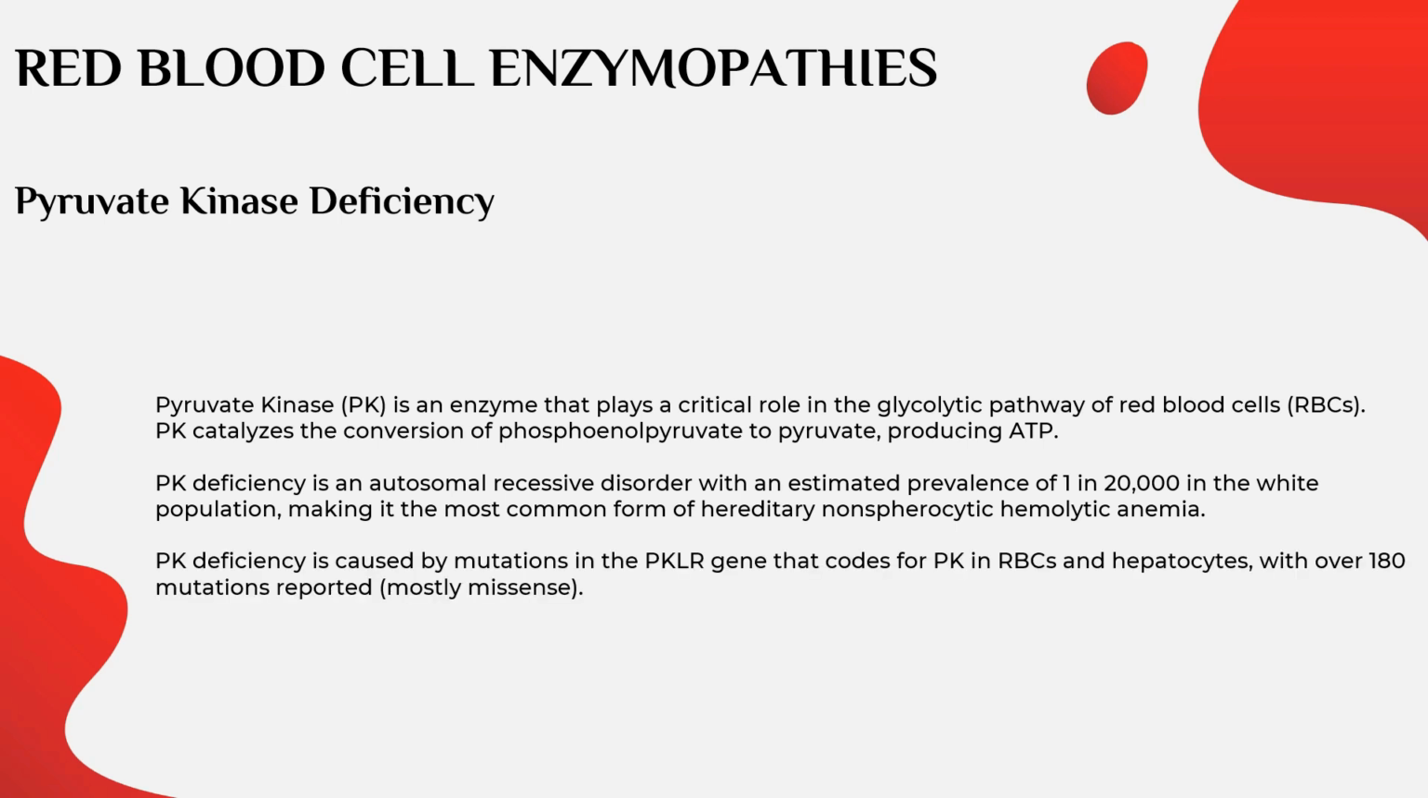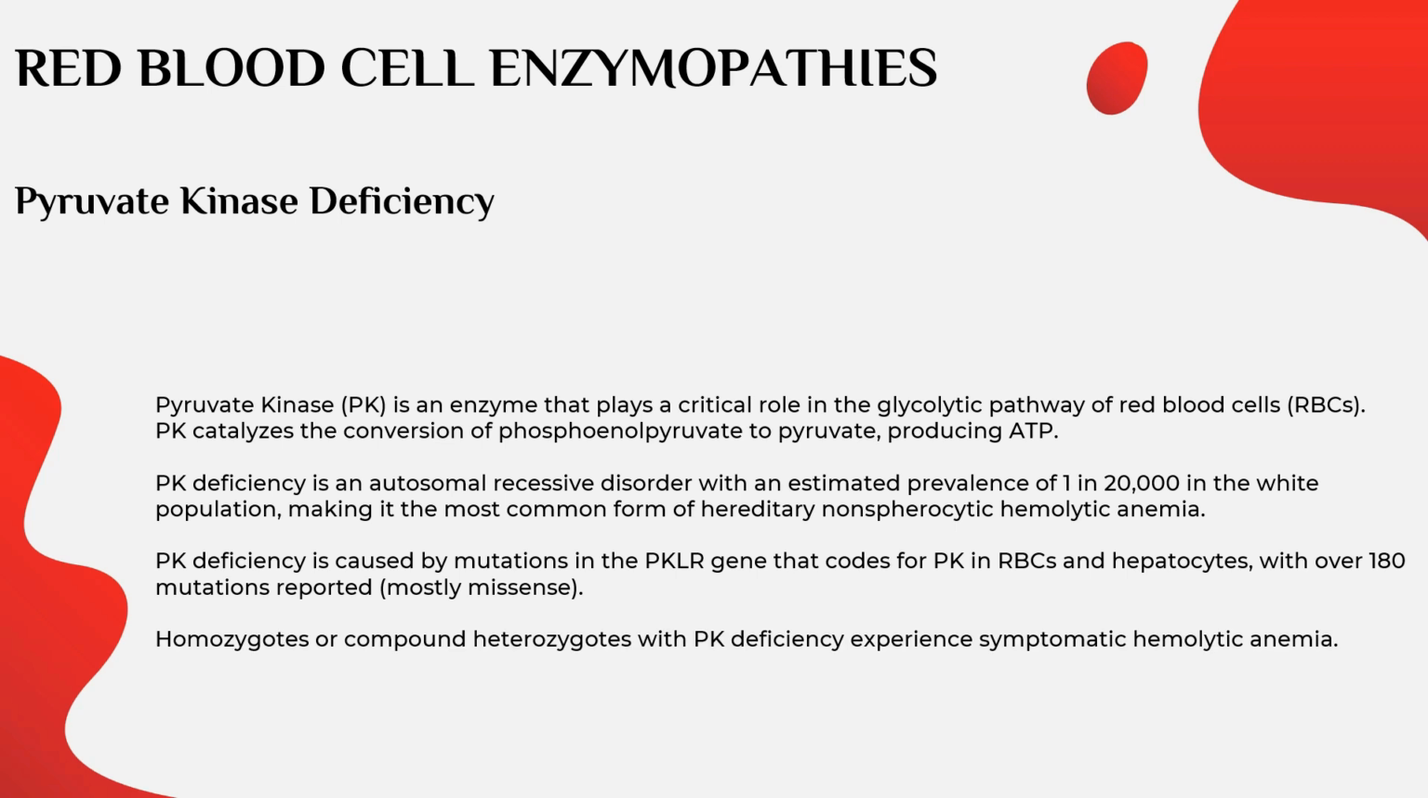PK deficiency is caused by mutations in the PKLR gene that codes for PK in RBCs and hepatocytes, with over 180 mutations reported, mostly missense. Homozygotes or compound heterozygotes with PK deficiency experience symptomatic hemolytic anemia. Some PKLR gene mutations are more common in the United States, parts of Europe and Asia.